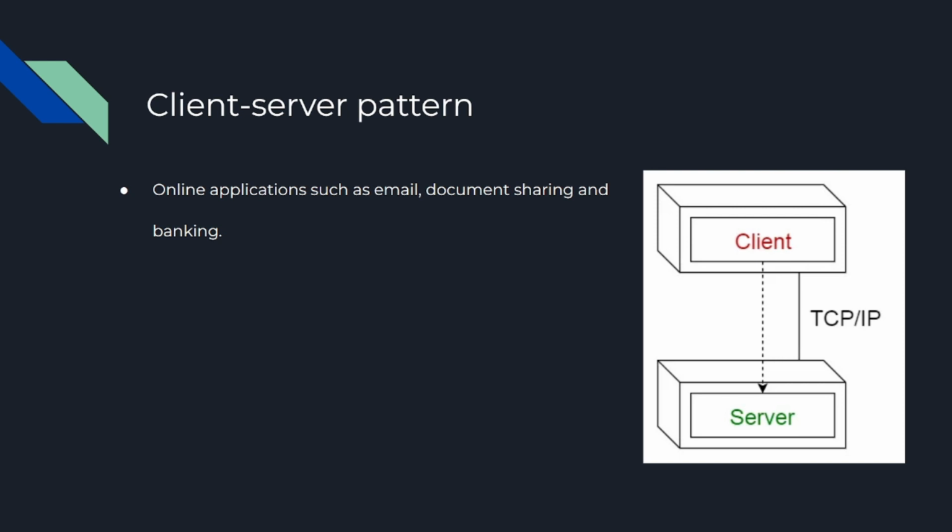This pattern consists of two parties, a server and multiple clients. The server component will provide services to multiple client components. Client requests services from the server and the server provides relevant service to those clients. Furthermore, the server continues to listen to the client requests. What are the usages? Online applications such as email, document sharing, and banking. So here's the diagram of client server pattern.